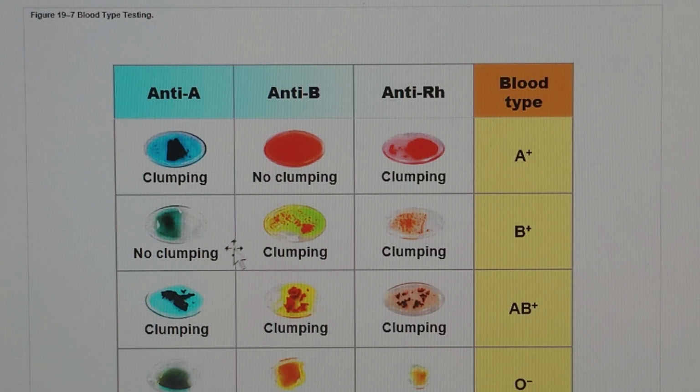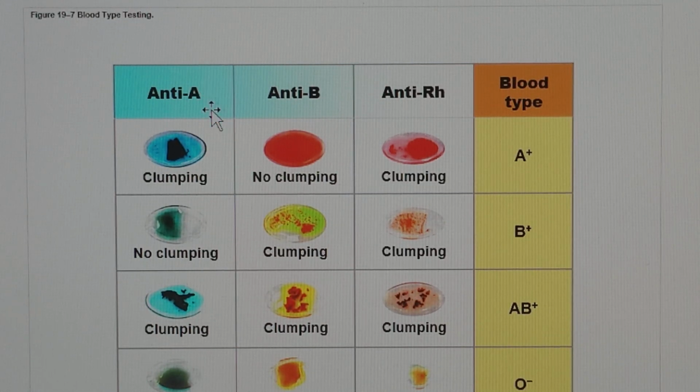When we look at this one here, we see that there's clumping on the B. So the B antigen and the B antibody have attacked each other. Nothing here on the A. And yes, again, we've got clumping here on the RH. So what we have is a B positive. Positive or negative is making reference to the RH, clumping or not.